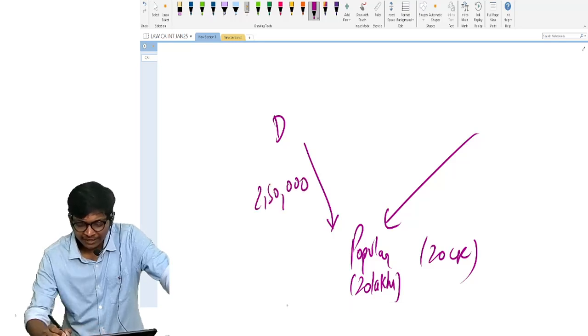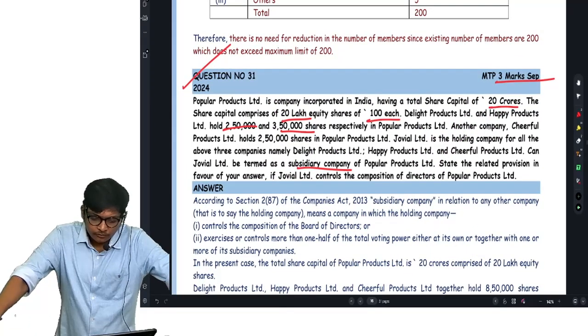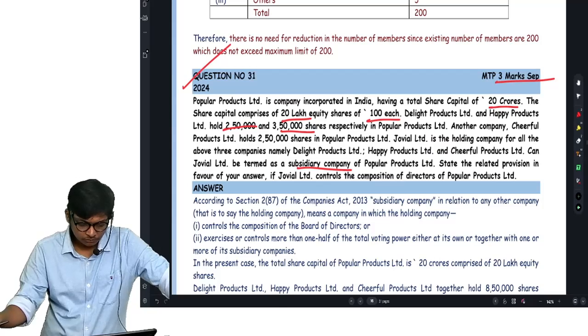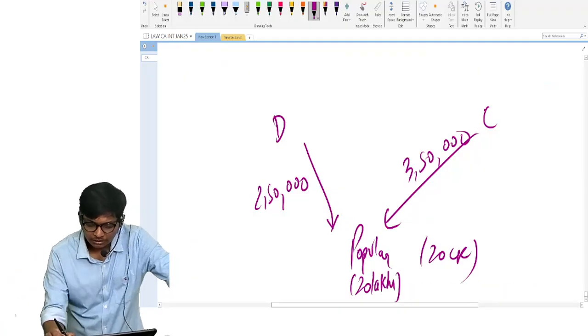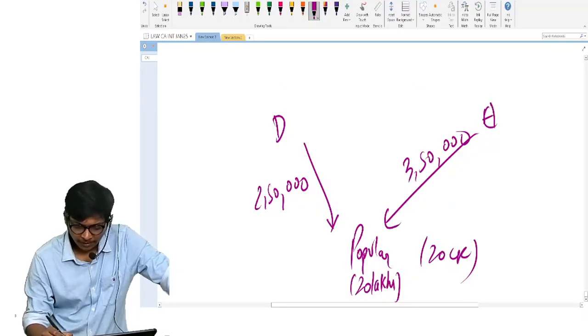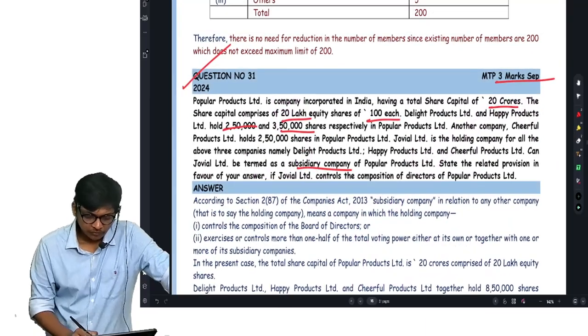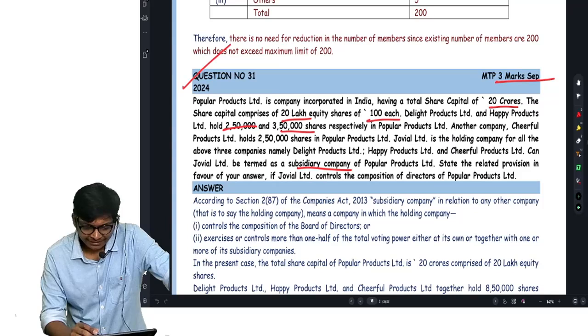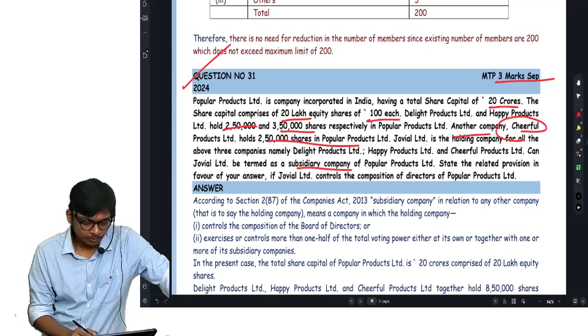2 lakh 50 and Cheerful has 3 lakh 50,000. Delight has 2 lakh 50 and Happy has 3 lakh 50. This is Happy, correct? Happy has 3 lakh 50. This is Delight. Fine. Next they are saying another company, Cheerful, holds 2 lakh 50 in Popular.